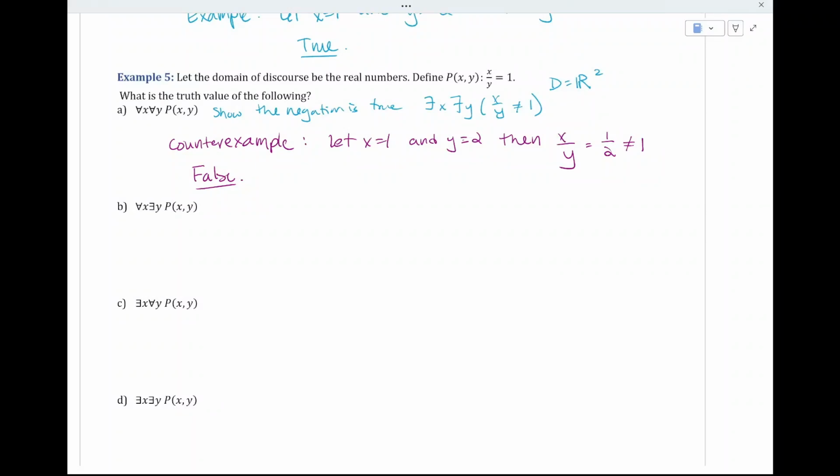Let's look at b. For all x, there exists a y such that p of xy is true. So if you pick every single x value, there exists some y that will make this true. I think, let's look at the negation. The negation is there exists an x such that for every y, x over y is not equal to 1.